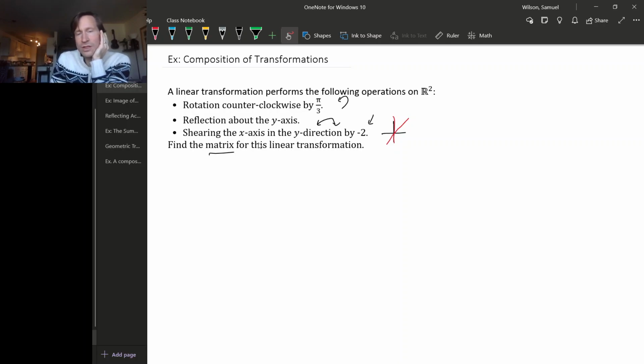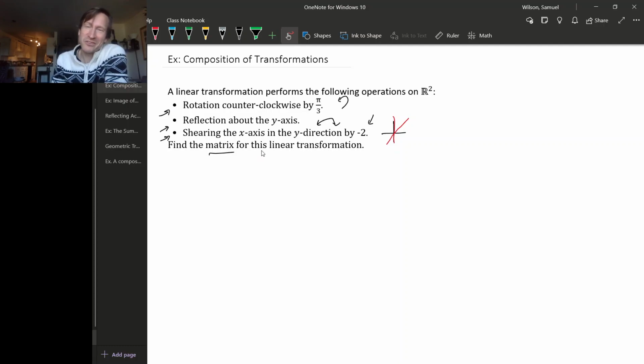Well, there are a couple ways we could do this. We could just start with a standard basis and then do these operations and see what outputs we get, and then put all of those outputs into a matrix as columns. But there's a nicer way. We know a matrix for each one of these things individually, and we also know that composing linear transformations corresponds to multiplying their matrices. So we can just write down the matrices for each of these and then multiply them.